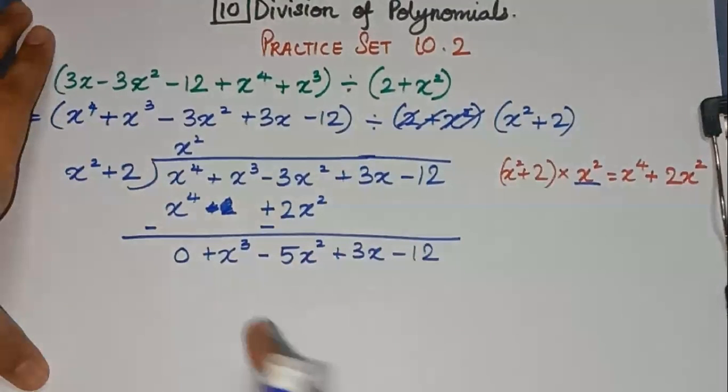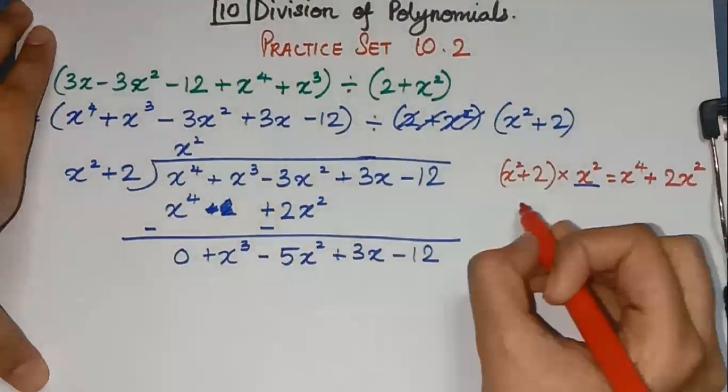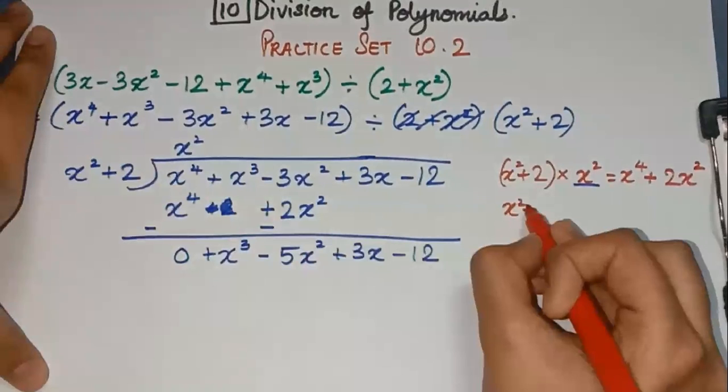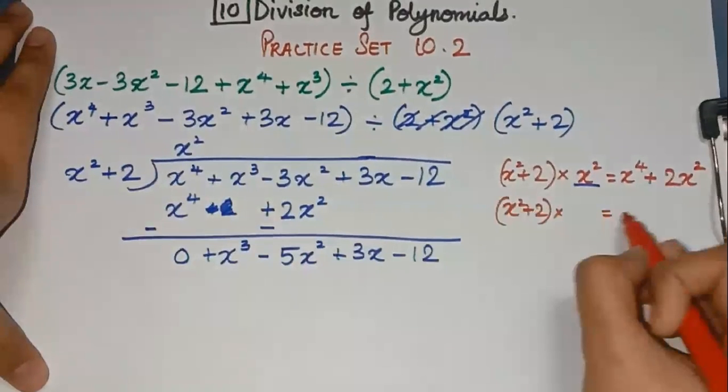Fine. Now I need x cube. I have x square plus 2 multiplied with something so that I can get x cube.